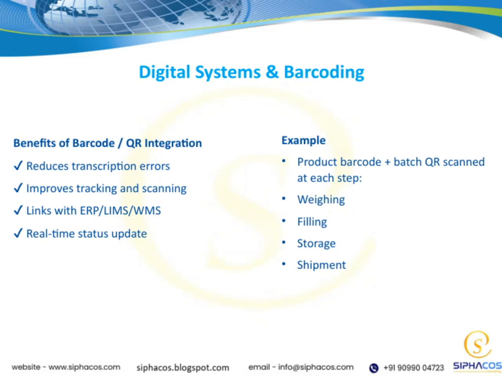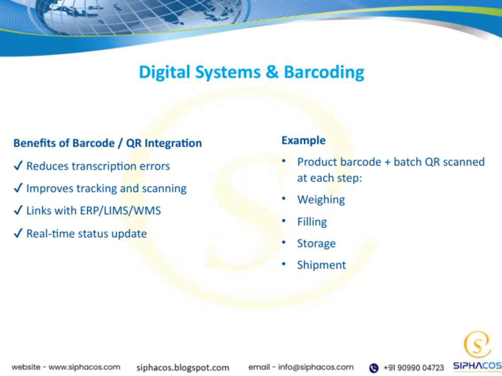Now, let's look at this example of how product barcodes and batch QR codes are scanned at each step of the process. First, during weighing, the barcode or QR code is scanned to ensure the correct product and batch are being measured. Next, during filling, scanning helps verify that the right product is being filled into containers. Then, in storage, barcode scans keep track of where each batch is stored, maintaining accurate inventory records. Finally, at shipment, scanning confirms that the right products are being shipped out to the right locations. This consistent use of digital systems and barcoding creates a seamless flow of information.